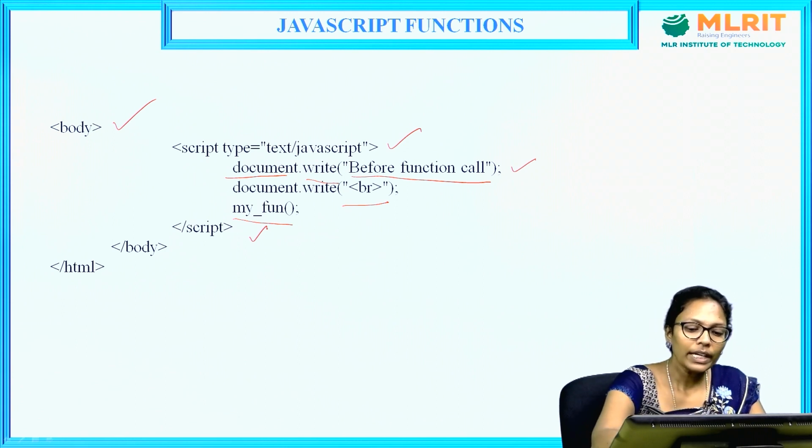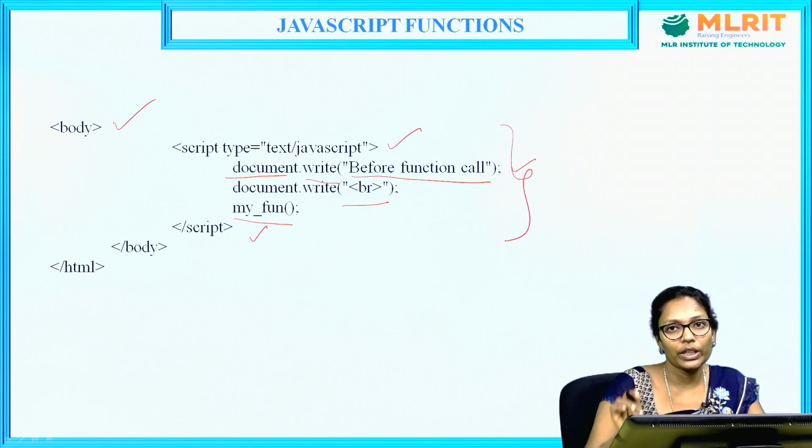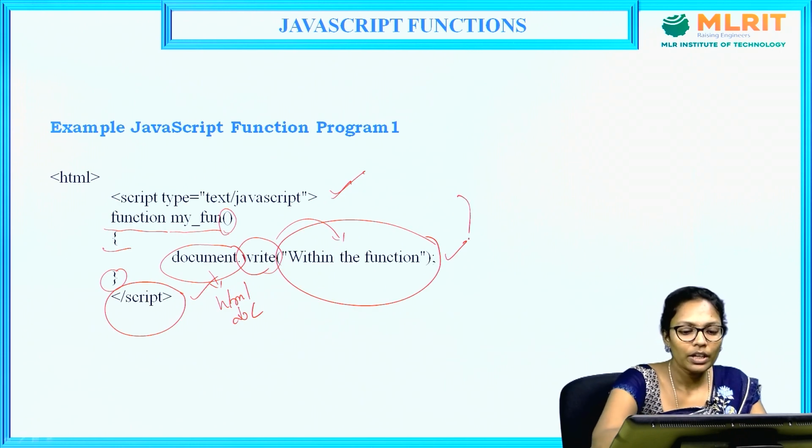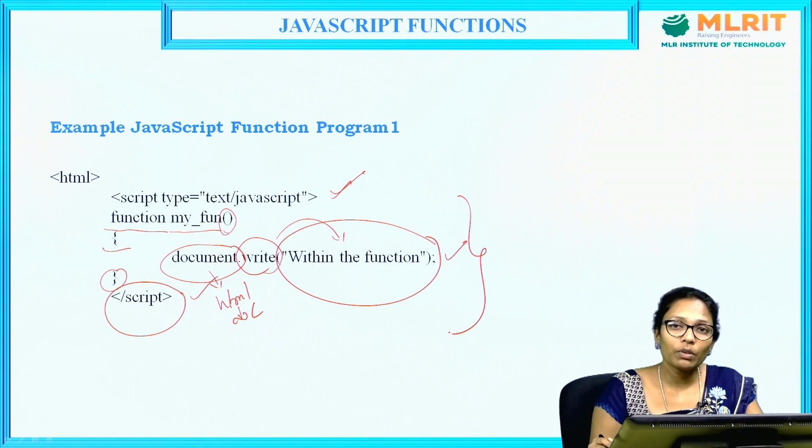So now what is the output I'll get? Initially this will be executed, the function code you are writing initially, but it will not be executed first. Why? Because the function will be executed only whenever you call it.